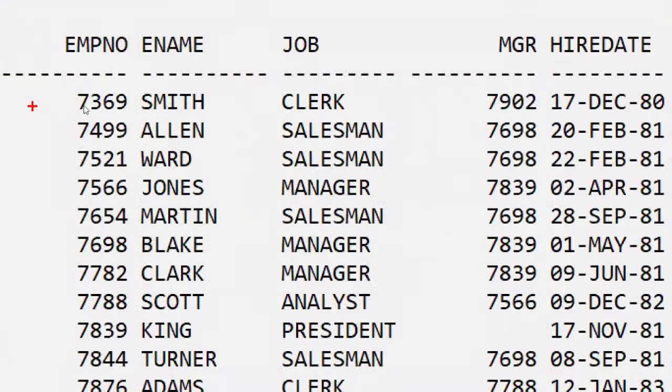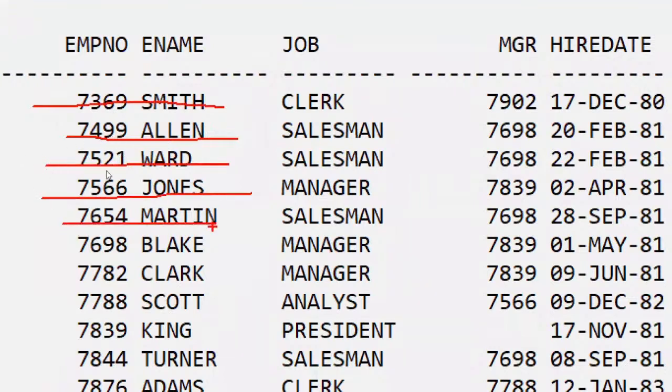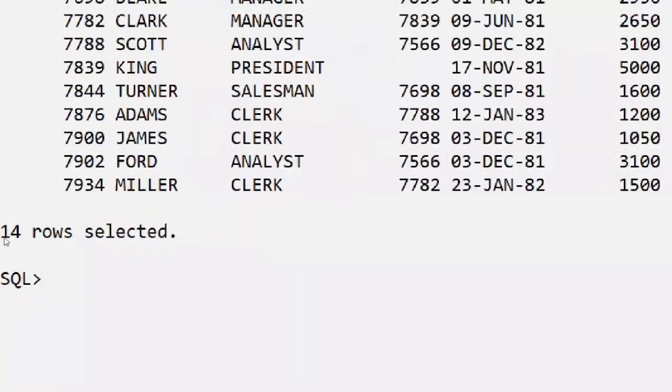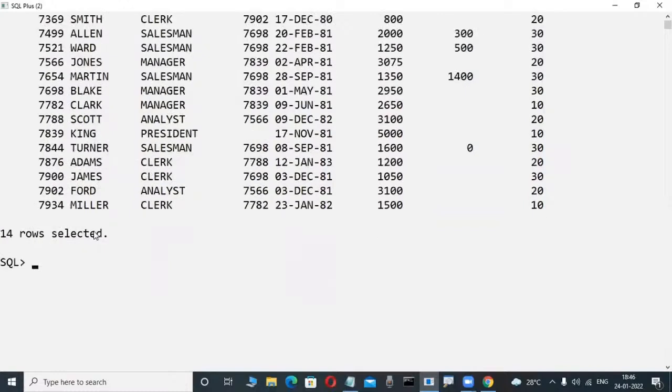How many rows are there? Check it out. 1, 2. These are called rows. These are called rows only. How many rows are there? Here, 14 rows are there. Okay, they are giving some rows. This is a big table. EMP is a table. Okay, fine.